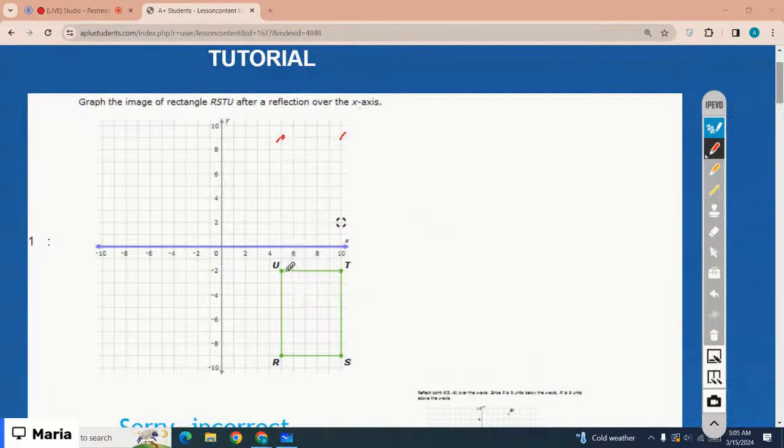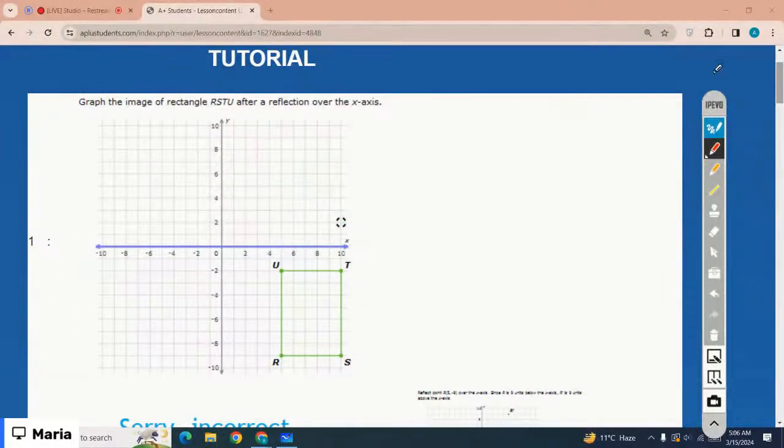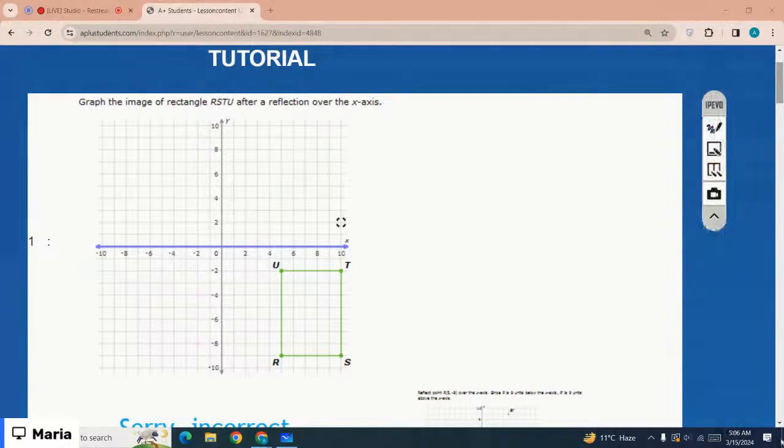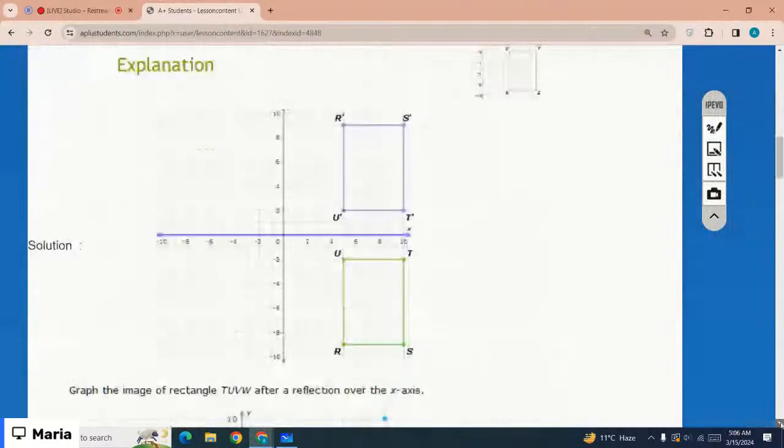U is 2 unit below the x-axis, you have to move 2 unit up. T is 2 unit below the x-axis, you have to move 2 unit up. Just join them and make the reflected image. It is like this: U dash, T dash, S dash, R dash, right? For this lesson, we don't have the practice questions, we just have the tutorial, right? So let's just see the other lesson.